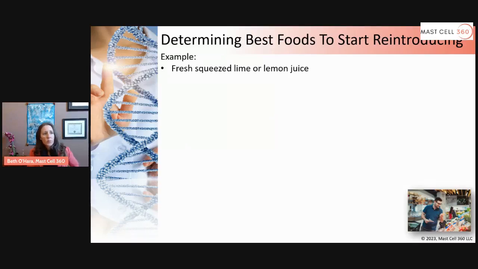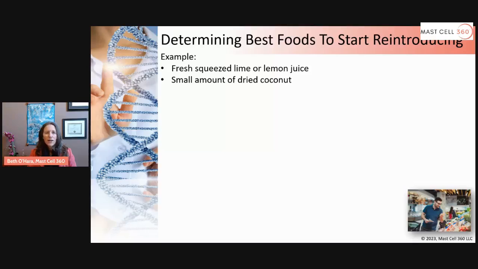Here's some other examples. If you've not added in lemon or lime, you could try some lemon or lime. A lot of people who have histamine intolerance are fine with these. And some people, though, are extremely sensitive to those. For some reason, I was always able to do a splash of lemon or lime. You can do a small amount of dried coconut.